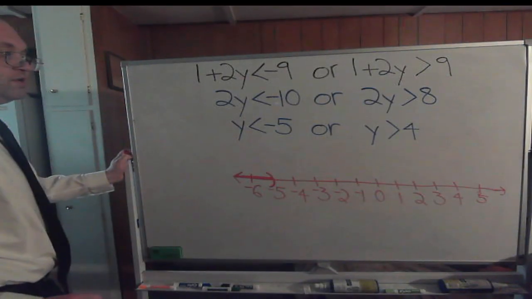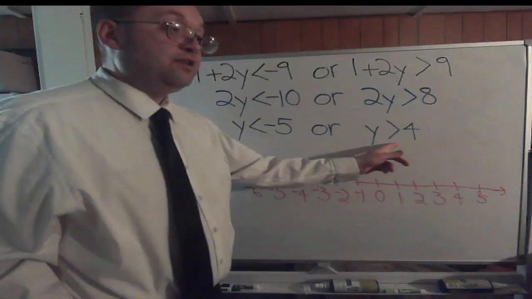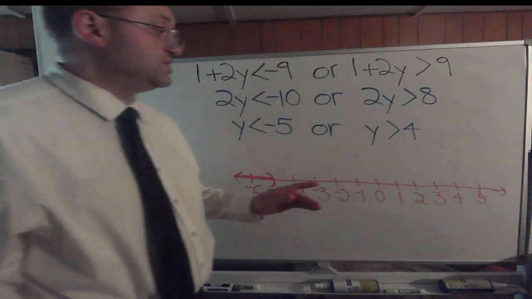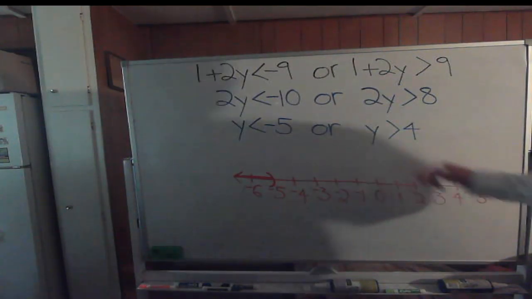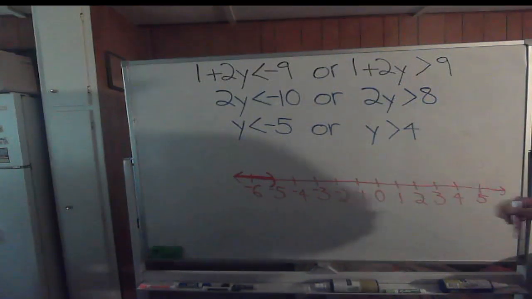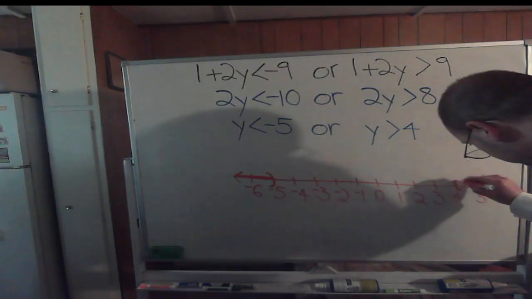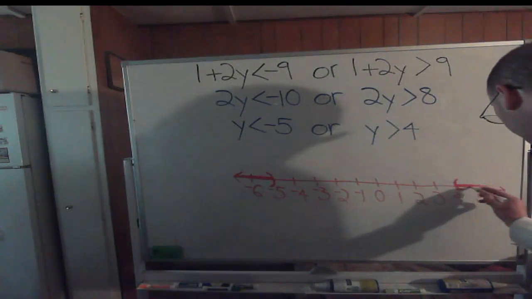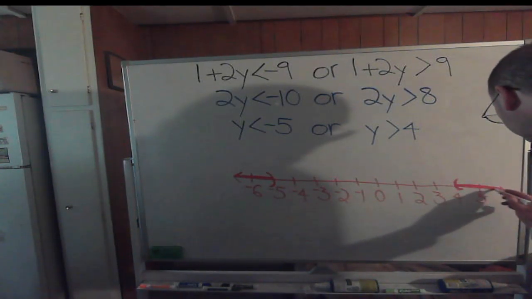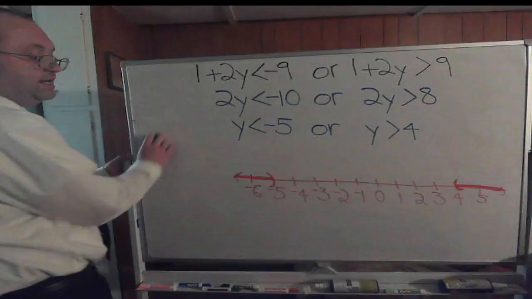So there's that part. Now we have to deal with y is greater than 4. Since it's just greater than 4, that means we're not including 4 in the solution, so a parenthesis also will be placed at 4. But since it's greater than 4, the open part of the parenthesis will face all numbers bigger than 4. So let's go ahead and place the parenthesis there. And then we'll shade all numbers from 4 onward to the right. And that would be your solution for graphing that inequality, for the disjoint inequality.